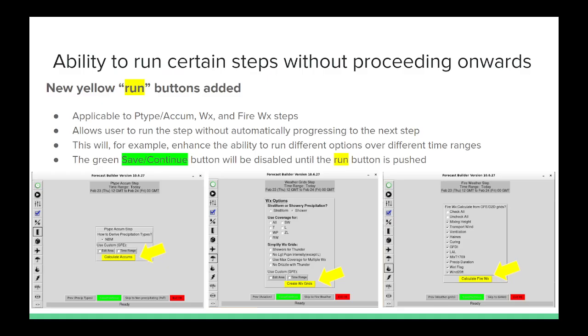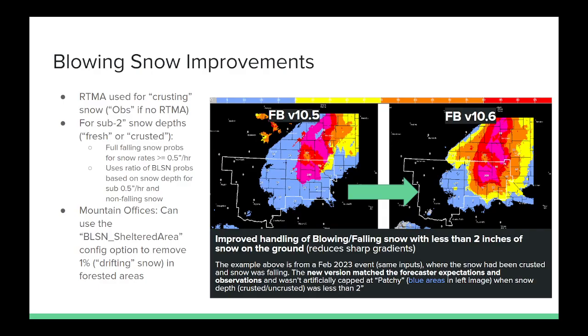I mentioned that you have that run versus run and continue option that you would have in normal GFE tools. So you'll see in the new 10.6 these buttons in various spots within ForecastBuilder. For example, here on the P type cum, the weather grid step, and the fire weather step, where you'll have either a calculate or create. You'll press those and it will do it, and then you hit the save and continue and it will save the grids and then move on to the next step.